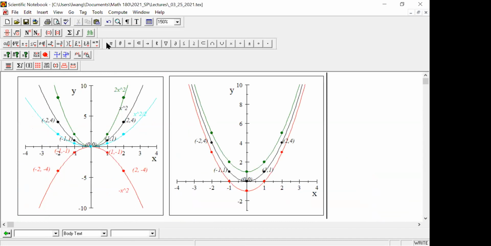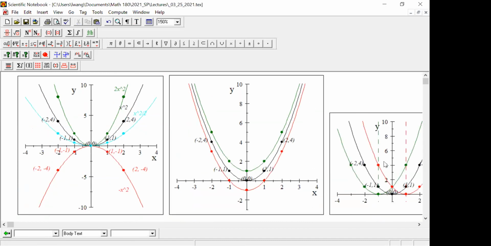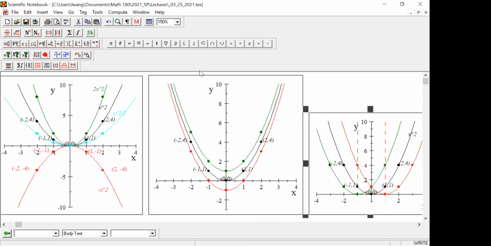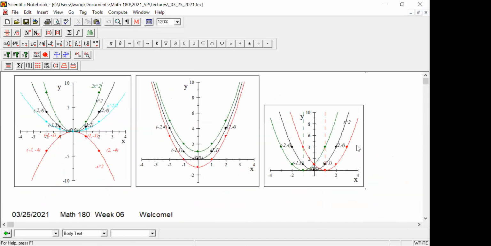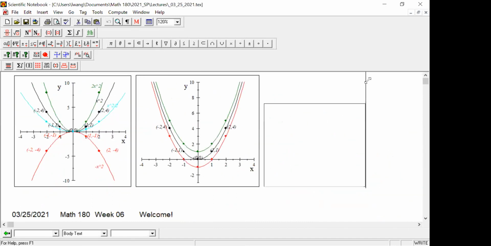So we did all three sets. Okay. So what have we learned from here? What have we learned from here? So we have learned something from this process, didn't we?